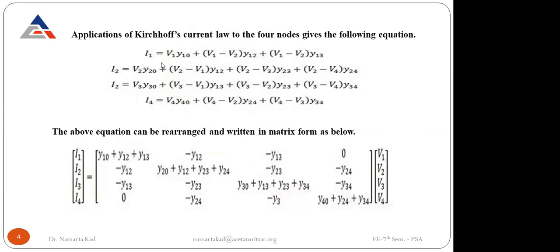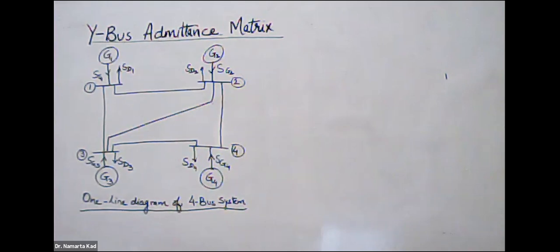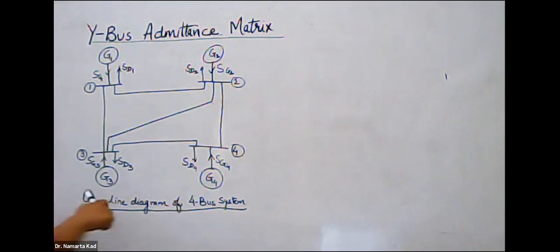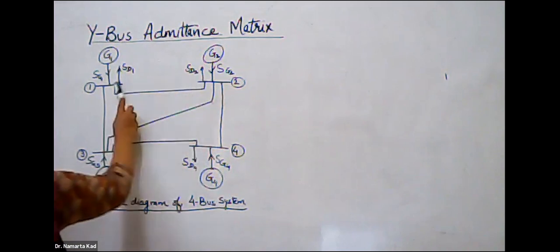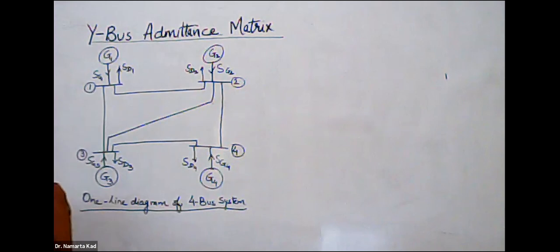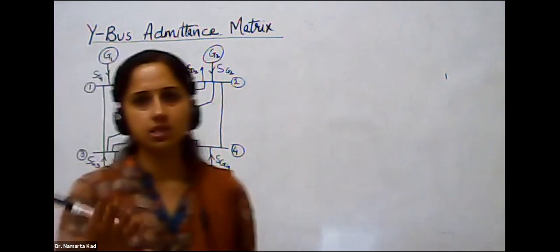Okay, now as per Kirchhoff's current law, let's start with the same concept on the board. Let's understand the same concept practically by doing it on the board. So on the board, this one is the same example of the Y-bus system. And here there are 4 buses: bus number 1, bus number 2, bus number 3, and bus number 4. I have drawn the same figure that we have already seen in the PPT.